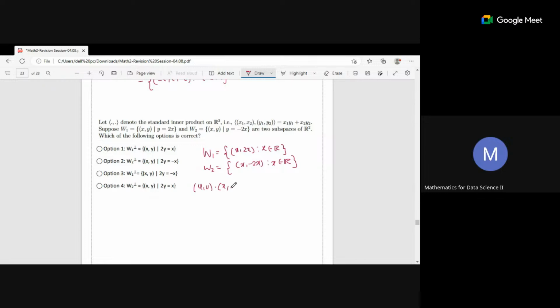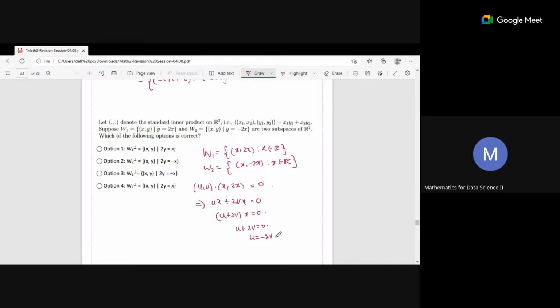And what is this (u, v) dot (x, 2x)? What does this give? ux plus 2vx is equal to 0. Okay, so it means what? (u plus 2v) times x is 0. So you have u plus 2v equal to 0. It means you have u is equal to minus 2v.